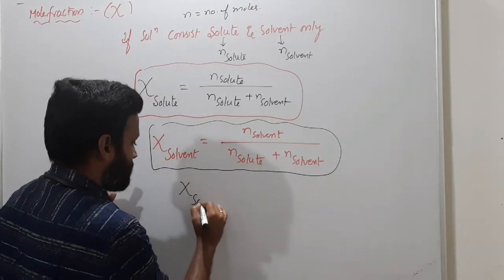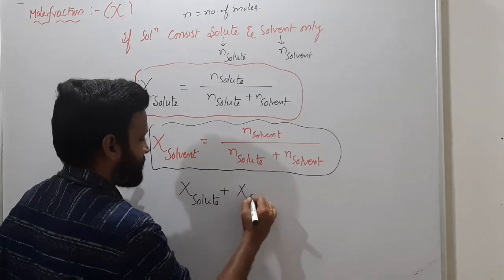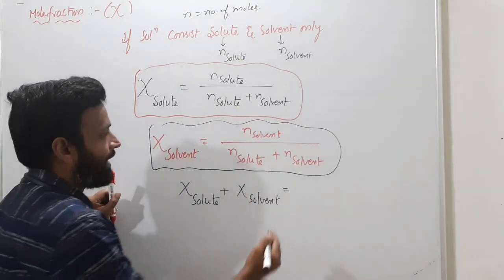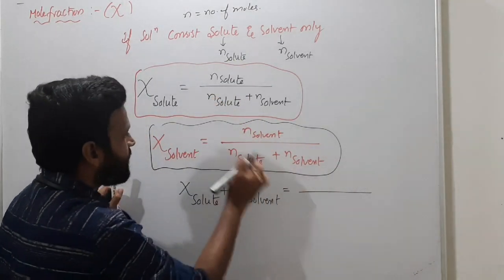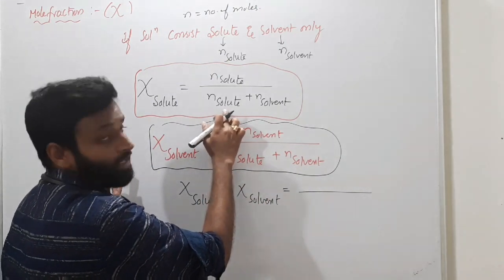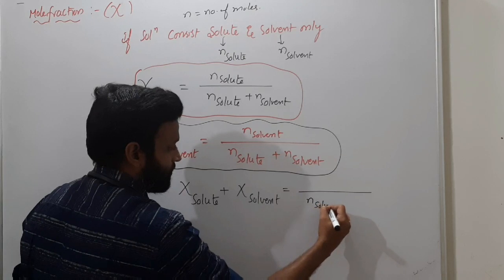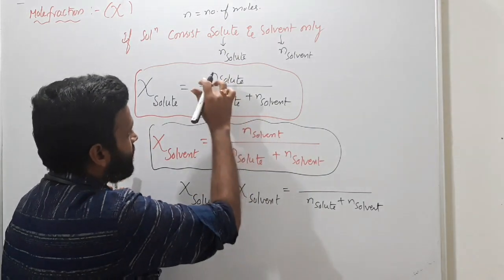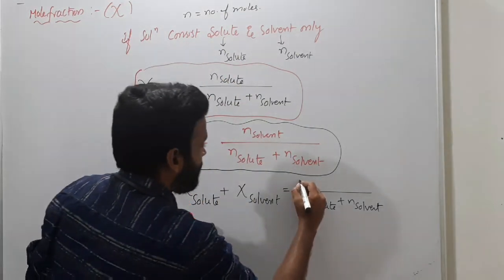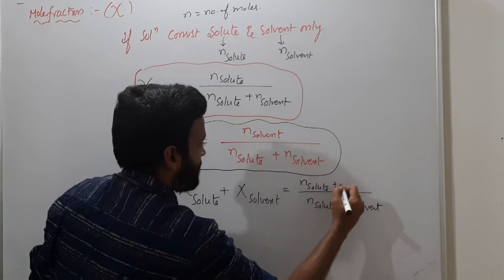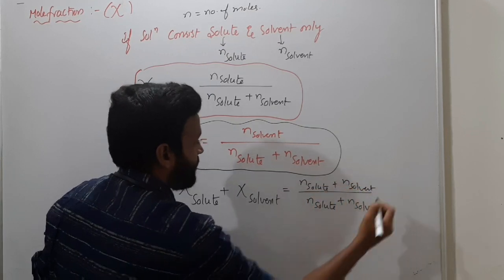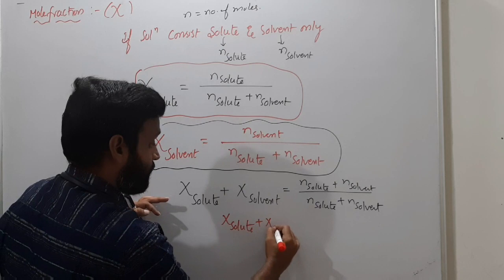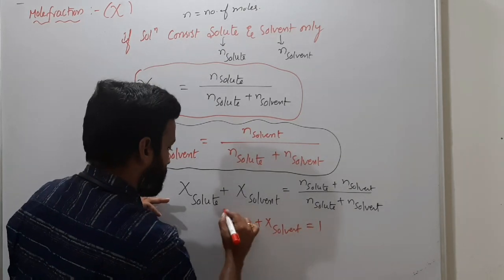And in the same way, mole fraction of solute plus mole fraction of solvent is equal to 1. Just add these two. What do you have in the denominator in both cases? Number of moles of solute plus number of moles of solvent. And in the numerator, for the mole fraction of solute you have number of moles of solute, plus number of moles of solvent. So finally you can write: mole fraction of solute plus mole fraction of solvent is equal to 1.